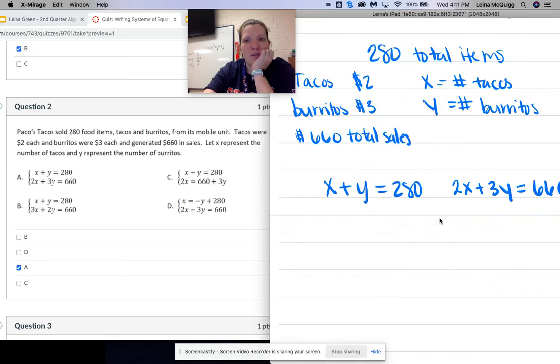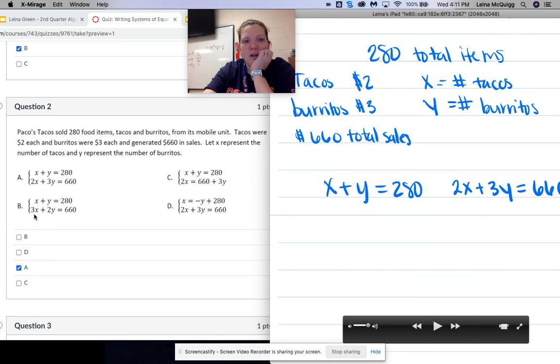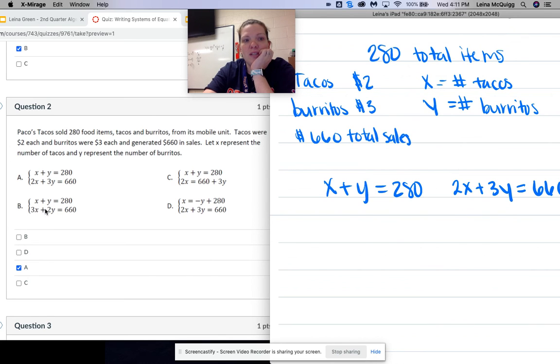Right here we have x plus y equals 280 and 3x plus 2y. So this is different because they put the 3 with the x. Well, they paid $3 per burrito, and y represents our burritos. So this is not a good choice. We didn't pay $3 per taco, we paid $3 for the burrito. So the 3 has to go with whatever variable you're using for burritos.